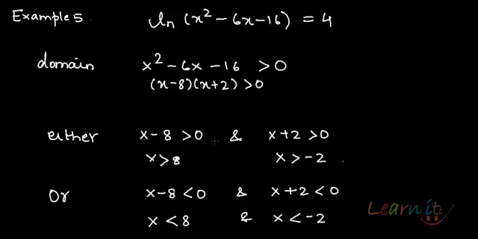Now that can happen in two scenarios when this is a product, right? Product of factors. So the product is strictly greater than 0 when either both the factors are strictly greater than 0 or both are strictly less than 0.